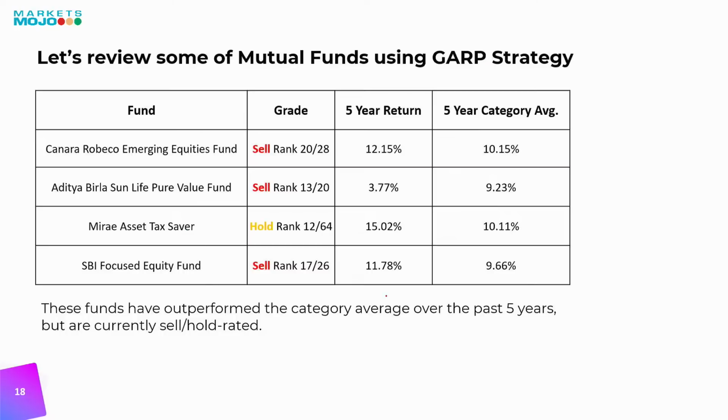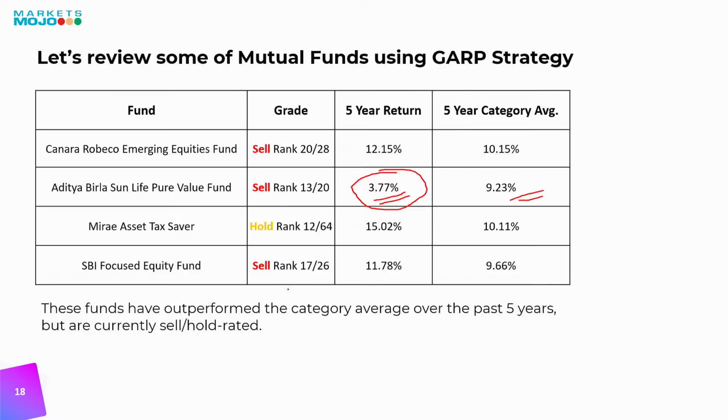Now they have outperformed the 5-year category average, but since going forward doesn't look that great, that's why these are sell or hold rated. Here you can see this particular fund has done extremely poor: 3.77 5-year CAGR, whereas here you're getting a 9.23 category average. This is the Aditya Birla Sun Life Pure Value fund. They have outperformed the category average, but currently are sell or hold rated. This is the harsh reality, where some of the fund managers I've seen use this particular GARP approach, but fail in the market.